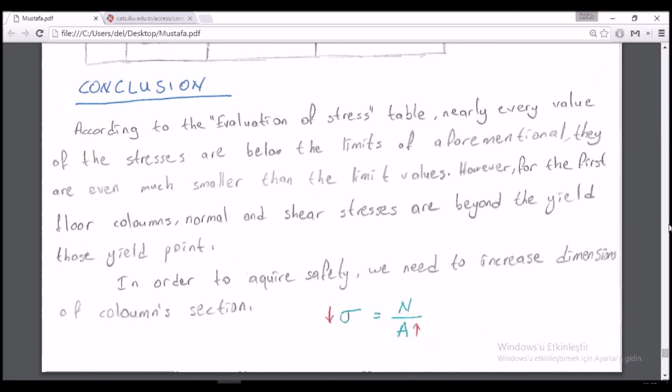As you can see here, we have our simple stress formula. If we increase the area, we will see that our stresses will decrease.